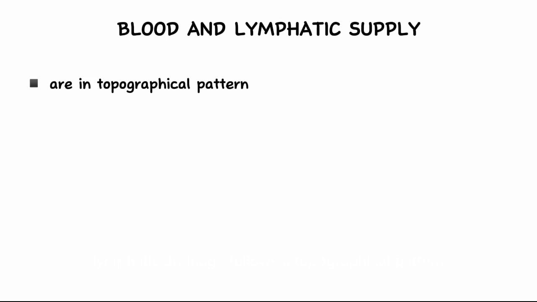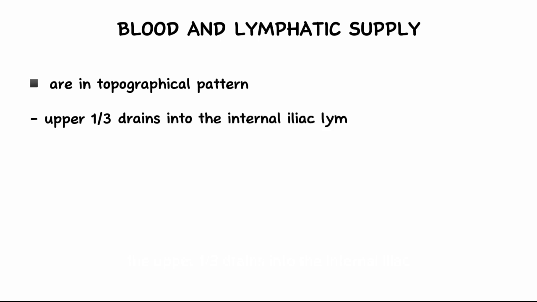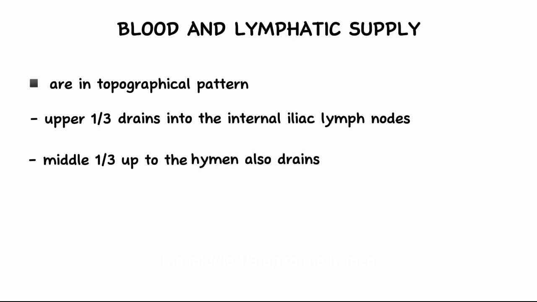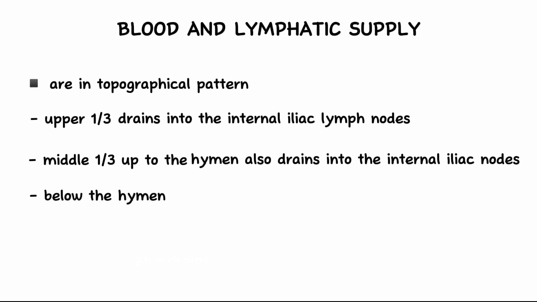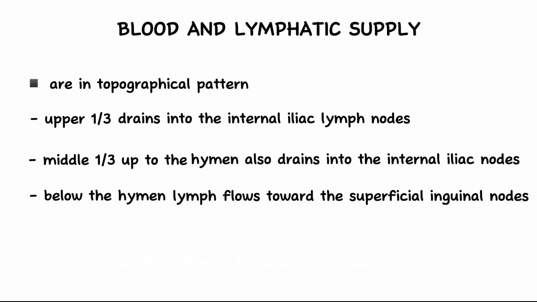Lymphatic drainage follows a topographical pattern. The upper one-third drains into the internal iliac lymph nodes. The middle one-third, up to the hymen, also drains into the internal iliac nodes. Below the hymen, lymph flows toward the superficial inguinal nodes.